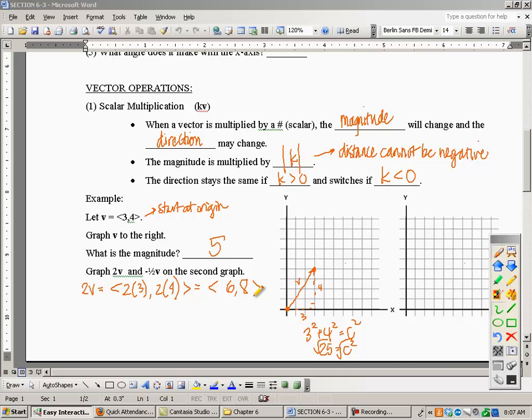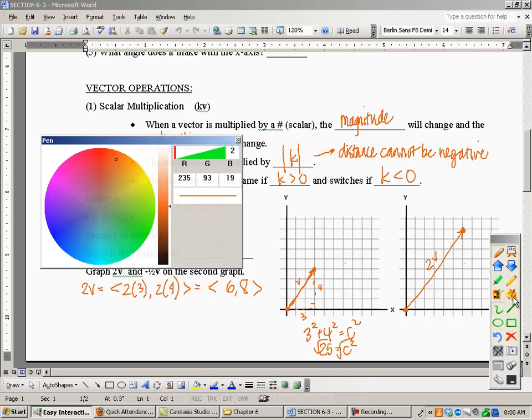So if I go on this, starting at the origin, this time I go over 1, 2, 3, 4, 5, 6 and up to 8. This is 2v. And you'll notice that this distance is double the distance. Okay, so the distance of the first v, and you look at 2v, it's double the distance. Now I'm going to change my color a second.